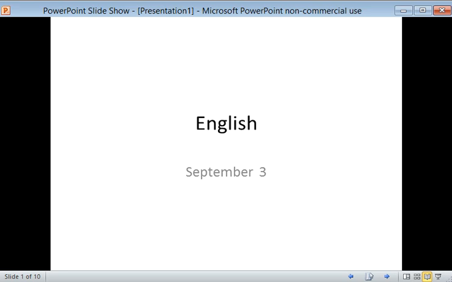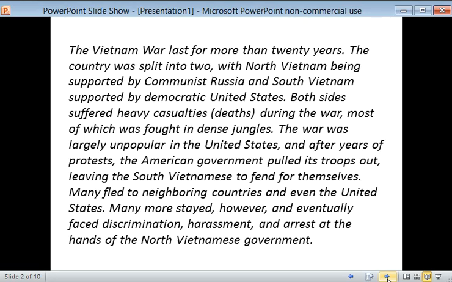Hey juniors, so today we're going to continue our benchmark prep with nonfiction texts. Today we will be reading a text about what happened after the Vietnam War. So make sure you have your reading out. It's on your playlist, as well as your blank sheet of paper to take notes. Let's take a look at the first paragraph.